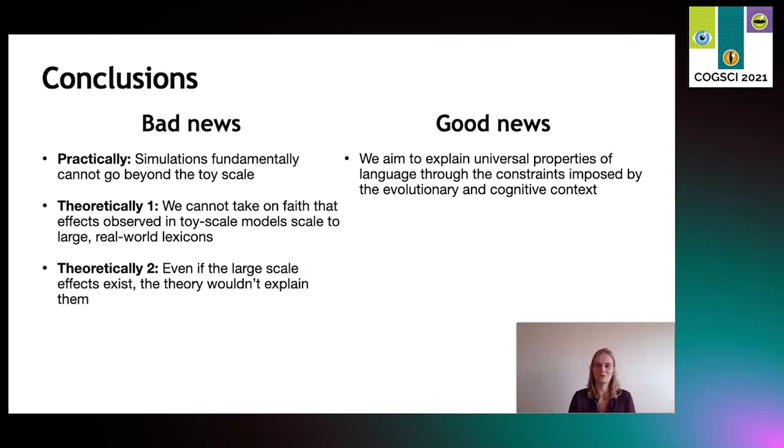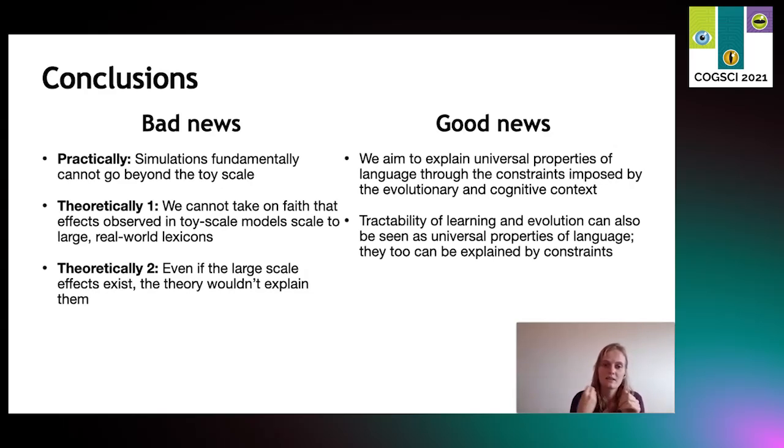Luckily, we also have some good news. So in general, as researchers in the cultural evolution of language, we aim to explain universal properties of language through the constraints that are imposed by the evolutionary and cognitive context. And we can think of tractability of learning and evolution as also being universal properties of language. And they too can be explained by constraints.